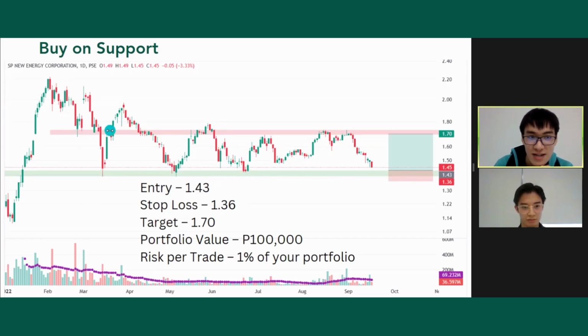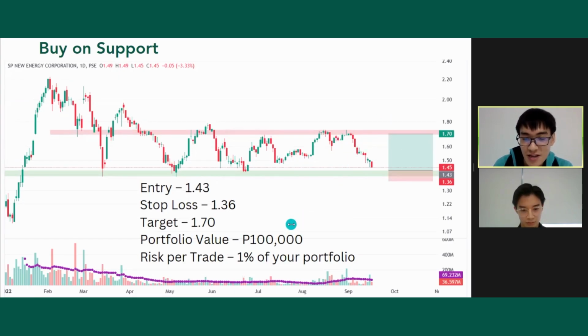Then here, why is this resistance? You can see na this level, kapag price goes here, bumabagsak siya. When price goes here, bumabagsak. Price goes here, bumabagsak. So there's a lot of sellers at this price level, di ba? Kaya siya resistance. So here, our trade idea is a buy on support, di ba? So bili tayo dito. So 1.43 sa support. Let's say your stop loss is 1.36 below the support. Then yung target natin, nasa 1.7 at resistance, di ba?